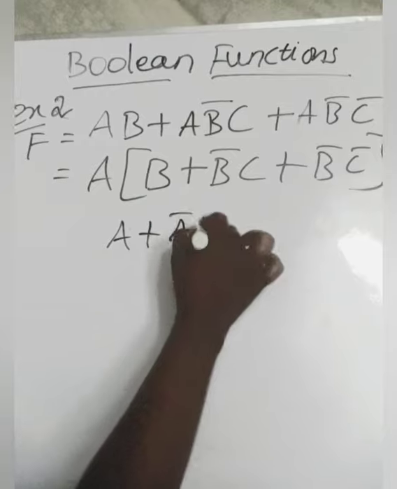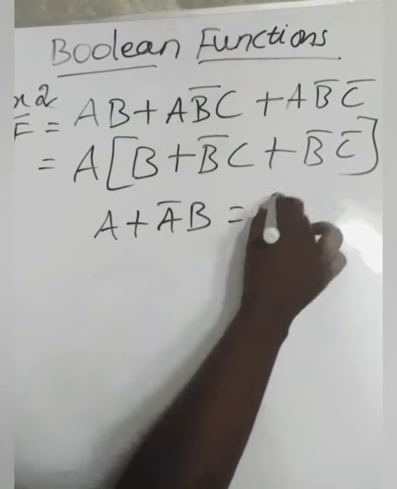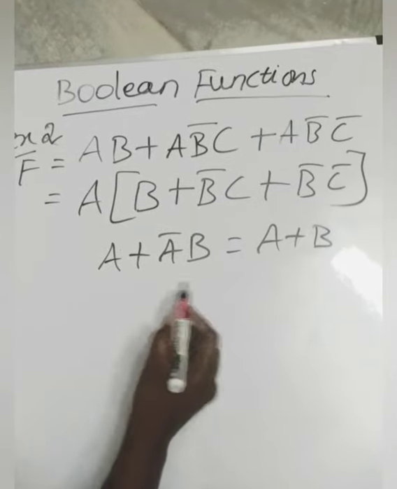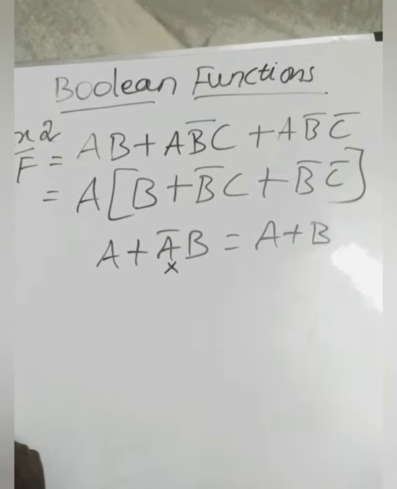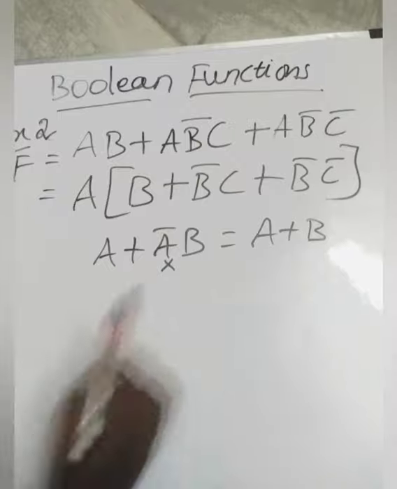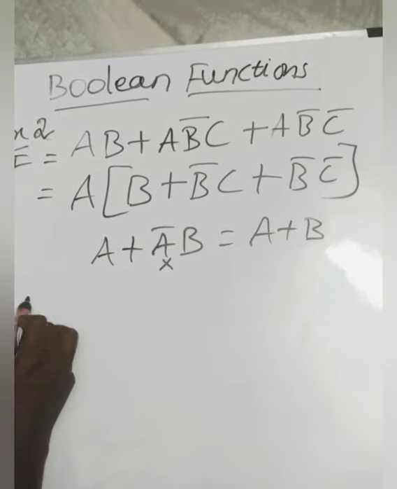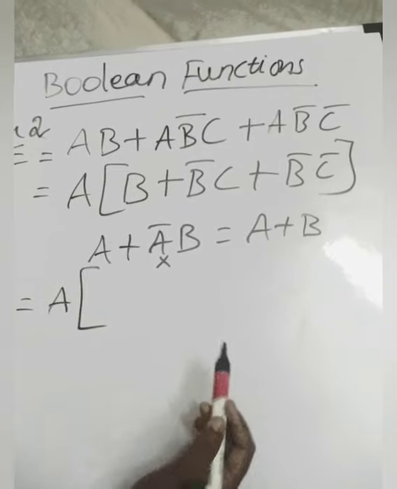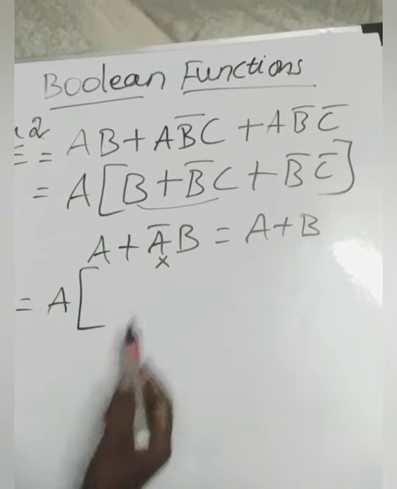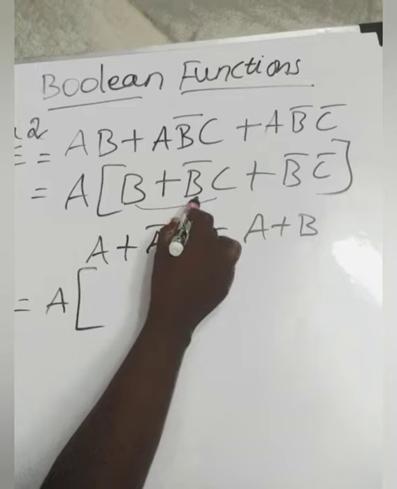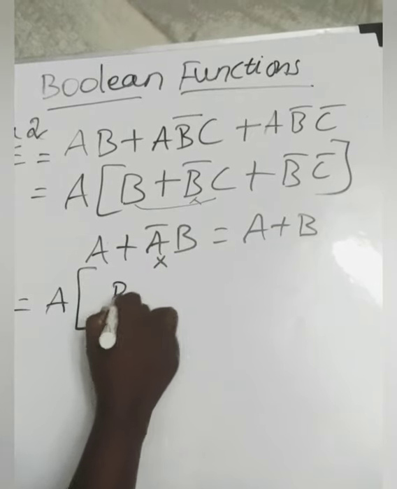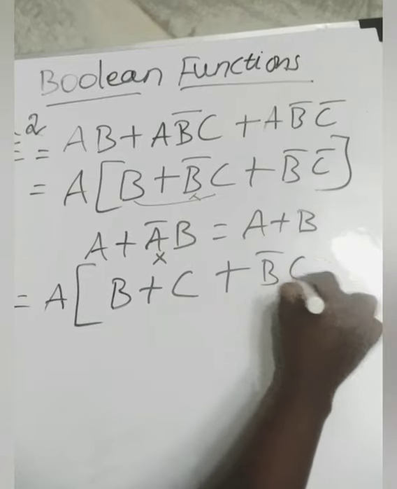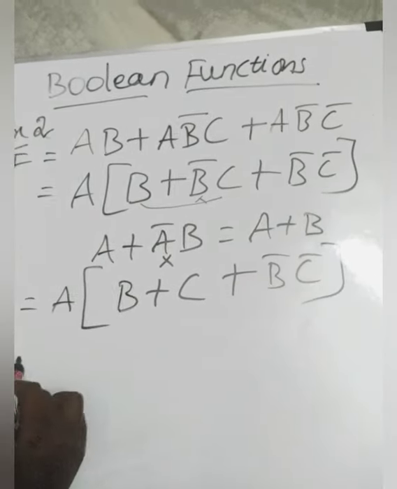A plus A bar B is equal to A plus B. Here what I did, I just ignored this A bar. Okay, so I have taken only these two variables. The same way we are doing here. So A as it is plus take these two terms. I am just ignoring this B bar. So B plus C and B bar C bar as it is.